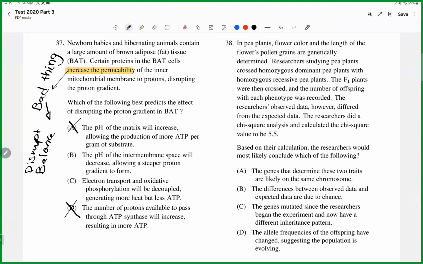Right. Let's just look at it. Okay, look. How can you uncouple electron transport chain and oxidative phosphorylation? How could you do that? No, you cannot do that. We're focusing on the H plus, which means the pH. Protons means pH.